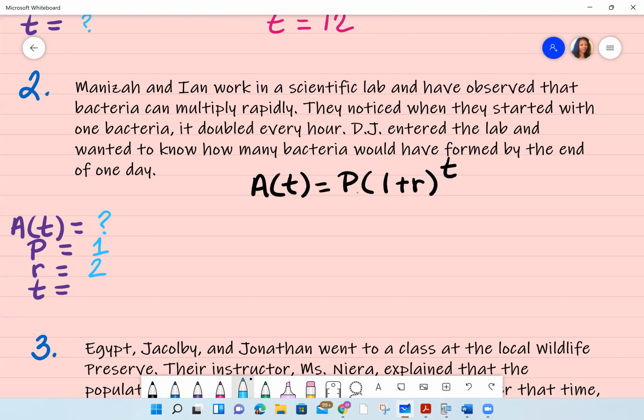My time is by the end of the day. So here I have to pay attention because the bacteria doubles every hour. So I'm going to have to convert the day to hours. So how many hours are in a day?